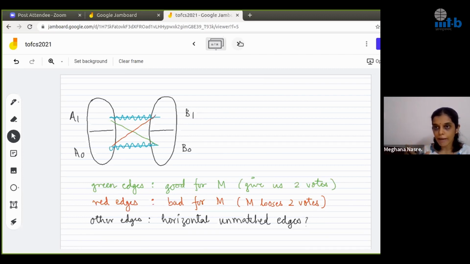The red edges are bad because M loses 2 votes. The green edges are good because if somebody uses that edge, then we gain 2 votes. That is, the blue matching gets 2 votes for us. So is this classification clear? We are just nearing the proof, so don't worry about the time. Again, I'll assume that it is fine.